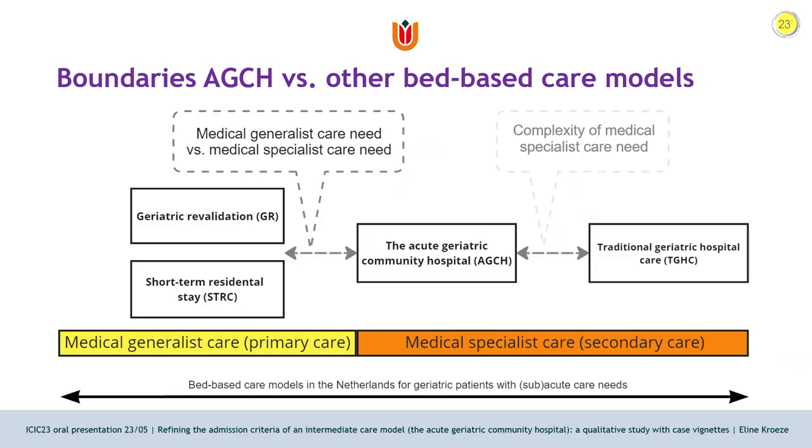Next, we clarified boundaries between medical generalist care, the acute geriatric community hospital and the other intermediate care models that already exist. In short, the main finding is that the difference has to do with the indication. For the acute geriatric community hospital, the patient needs to have a medical specialist care need and the geriatrician, so the medical specialist, should be involved or responsible. For the other intermediate care models, the GP or the nursing home physician can also be responsible. So that's the difference in indication.